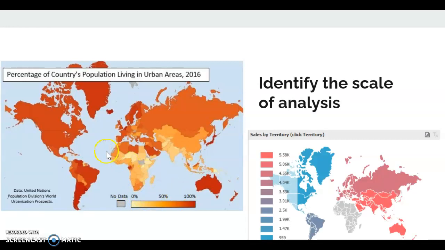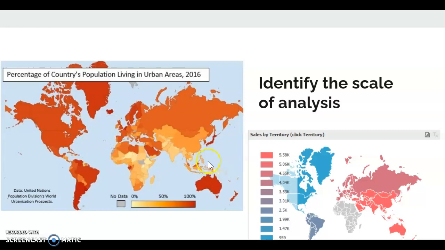So this map on the left-hand side, the one about percentage of population, we see is at a global scale, right? It is showing the entire world. But we see differences in data occurring at the national level. So we would say that the scale of analysis for this map is national, right? We are analyzing each country and its data at the national level. And hopefully that makes sense.